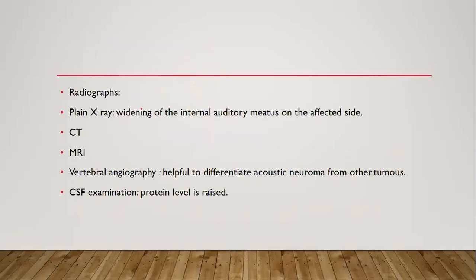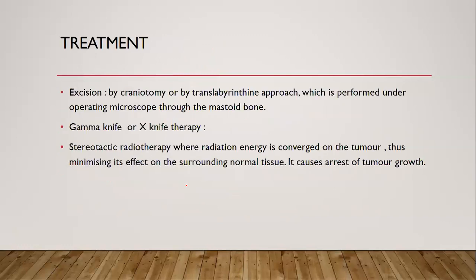Then radiograms: plain X-ray will show widening of the internal auditory meatus on the affected side. Then CT and MRI will help to assess the extension of this tumor. Then vertebral angiography will help to differentiate the acoustic neuroma from other forms of tumors. Then CSF examination to rule out any form of neurological involvement or intracranial lesions. If we perform the CSF examination, the protein level will be raised.